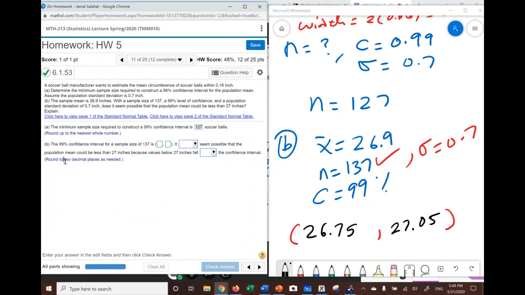And by the way, in here, they tell us to use two places. So in the bottom here, they tell us to use two places. So I'm going to use 26.75. And the second one is going to be 27.05. So this is the interval we get.